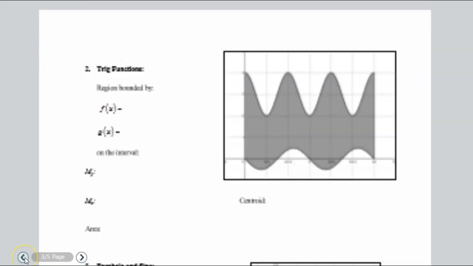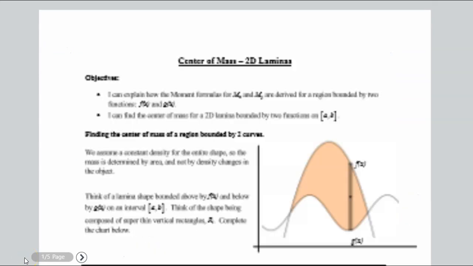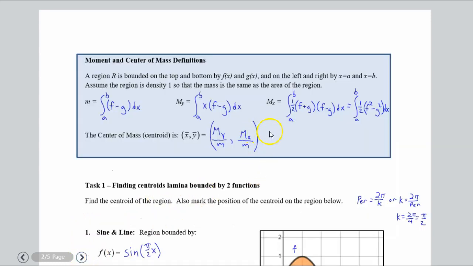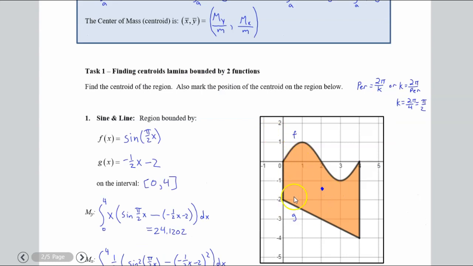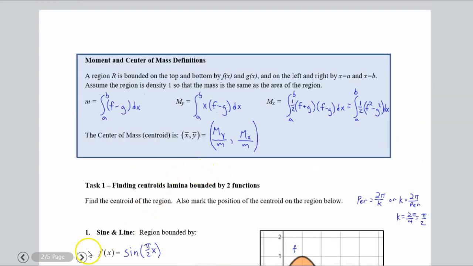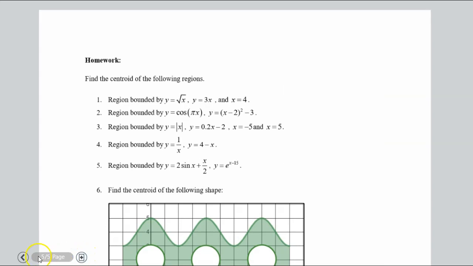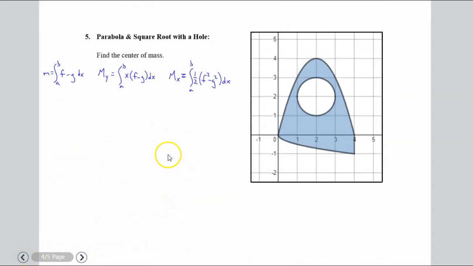You should have already seen the video outlining where these formulas come from, which is the first video for the 2D laminas, so I won't reiterate that. And then we went through another video with the sine and the line example, so I won't go through that one again. But the formulas that we came up with, I just rewrote right here for our reference. So you can see those again.